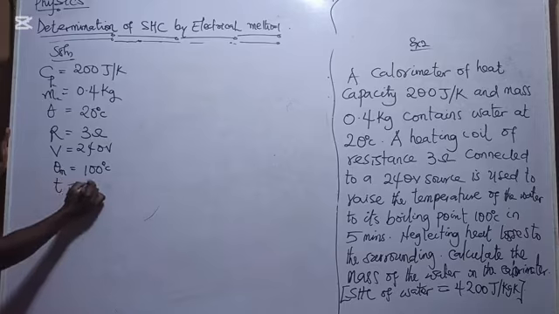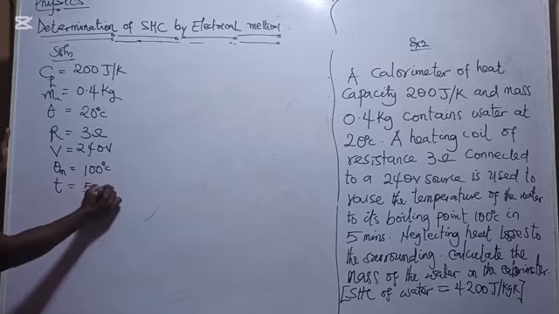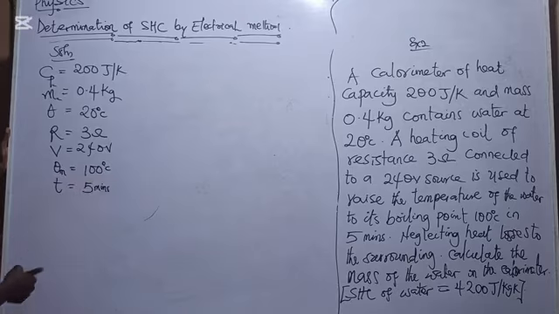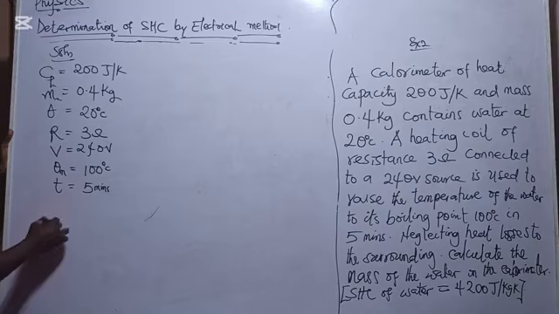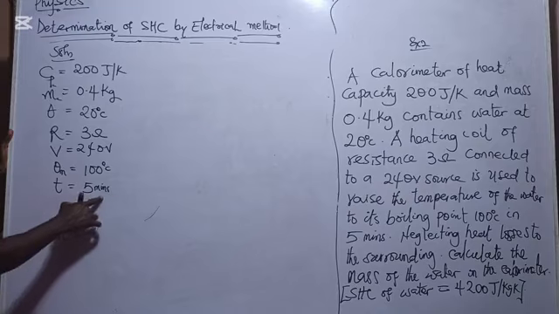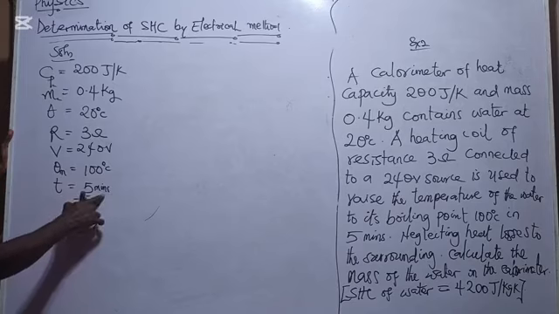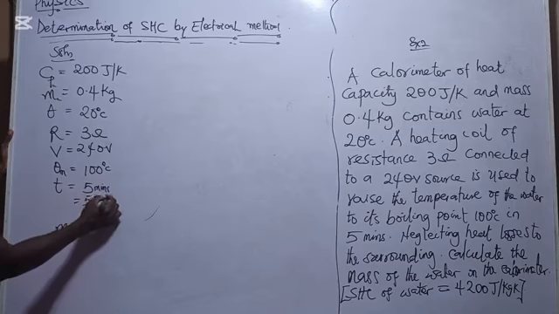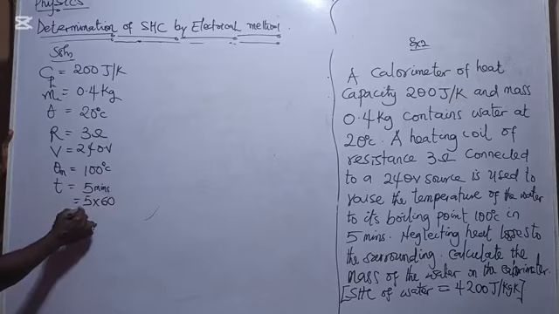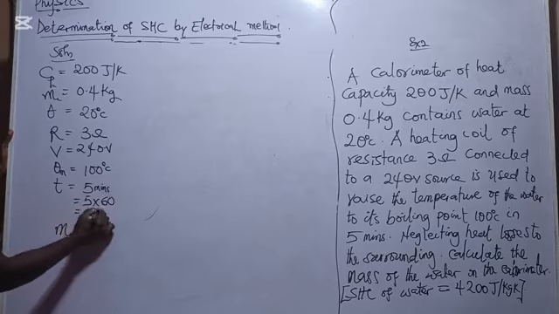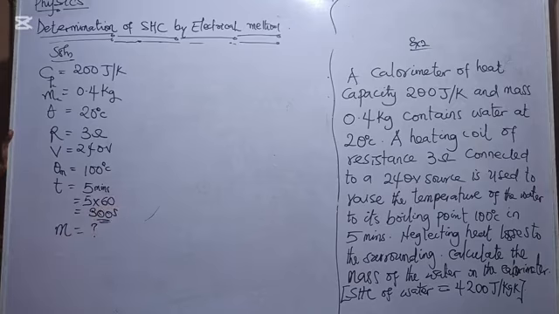So the time now is 5 minutes. Then remember, you have to convert this time to seconds. So, neglecting heat losses to the surrounding, calculate the mass of the calorimeter. Now, before we get the mass of this calorimeter, let's convert these 5 minutes to seconds. If you do that, it will be 5 times, well, a minute is just 60 seconds. So 5 times 60, which will give us what? We have 300 seconds. So that's the time.